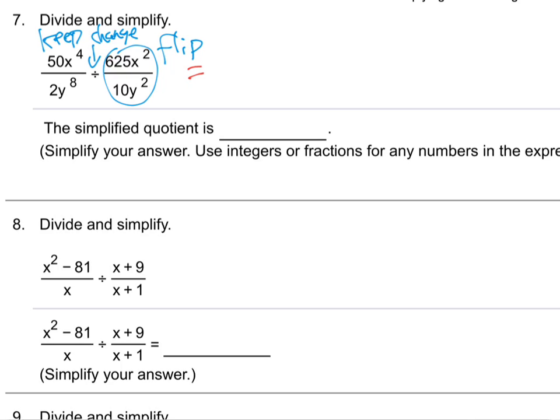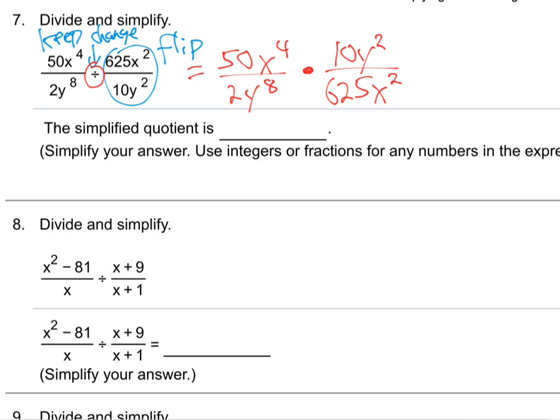Keep the first one the same. Change the one in the middle to times. And flip the one on the right. Keep, change, flip. So I change the dividing in the middle to multiply, and I flip the one on the right. Why is that correct to do? I think you know. Dividing is just upside down multiplying, isn't it? Do you know what I mean?